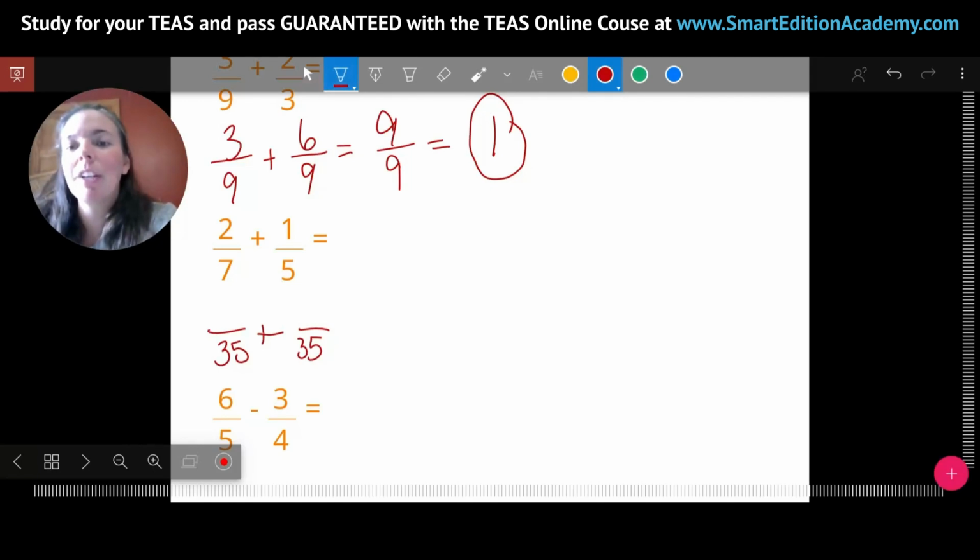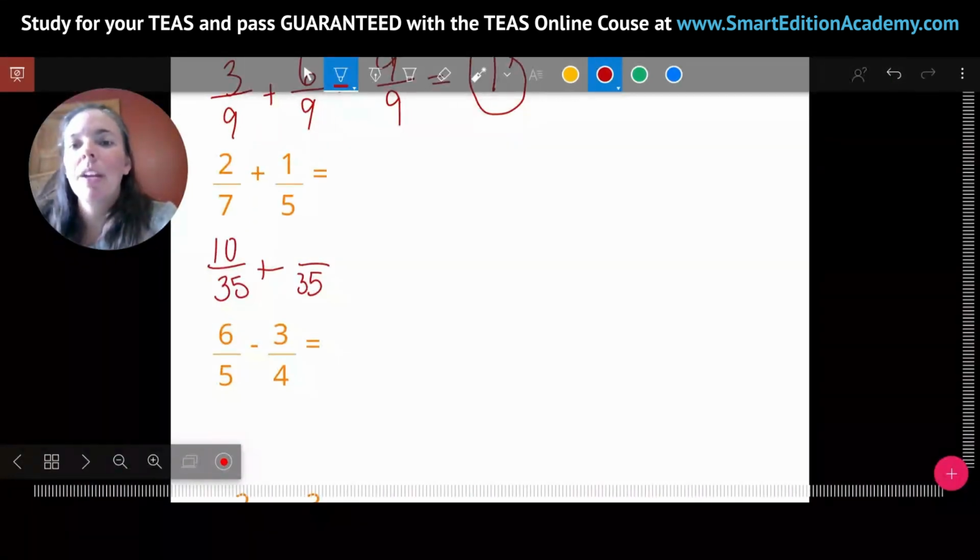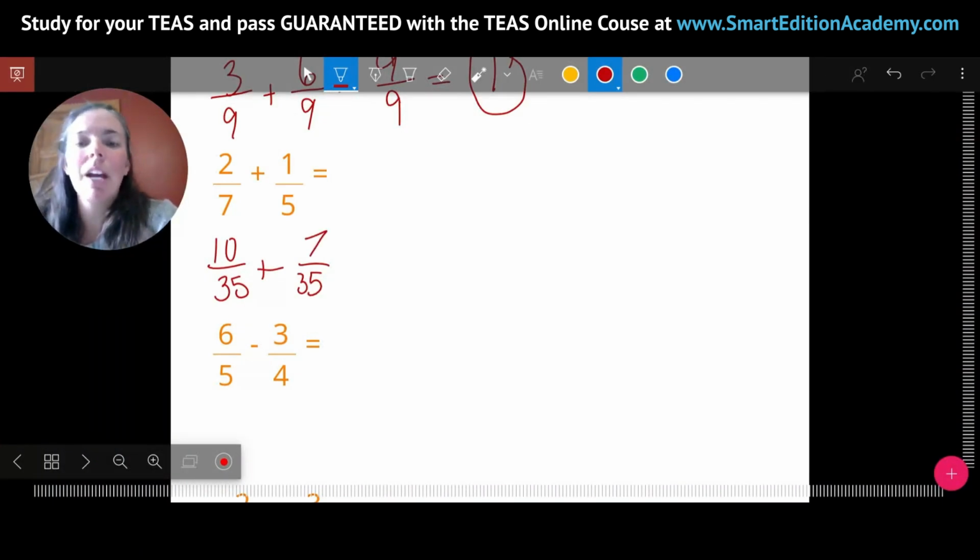Now we just need to find our equivalent fraction. So 7 times 5 was 35, so let's do 2 times 5 to get 10. That's the equivalent fraction. 5 times 7 is 35. 1 times 7 is 7. So we have 10/35ths plus 7/35ths. Now I have the same denominator. I can just add the top and keep the bottom. And in this example, there's nothing to simplify, so we are all done.